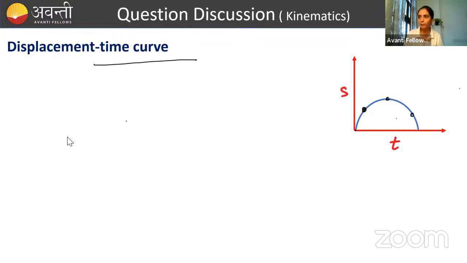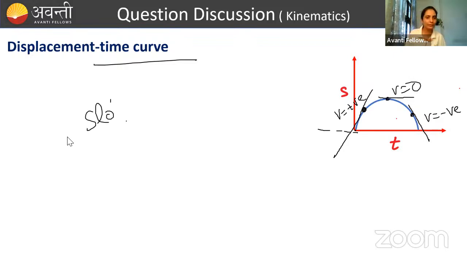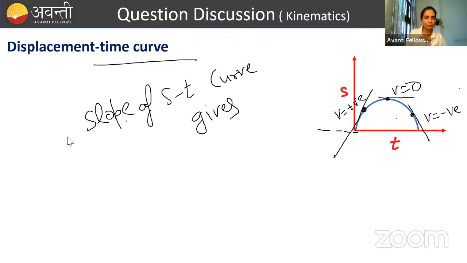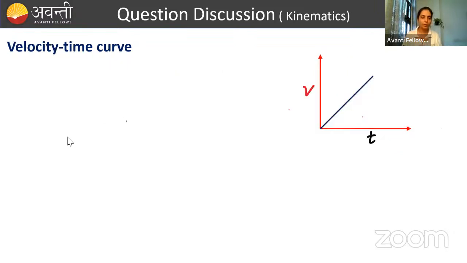Now look at the displacement time curve. If I take 3 points, which you just did, I can say that at this point velocity is positive, at this point velocity is 0, at this point velocity is negative, at this point velocity is 0, at this point velocity is positive. Why? Because this is an st curve and the slope of the st curve gives velocity. So the area under the st curve is of no significance. We don't need to read it. Say bye-bye to it. Done.